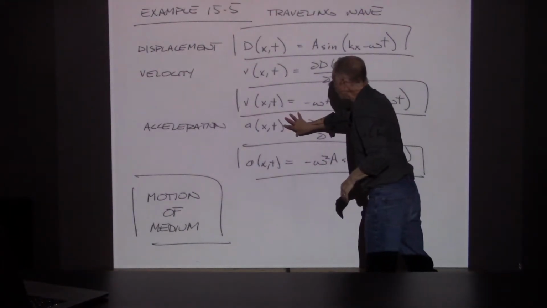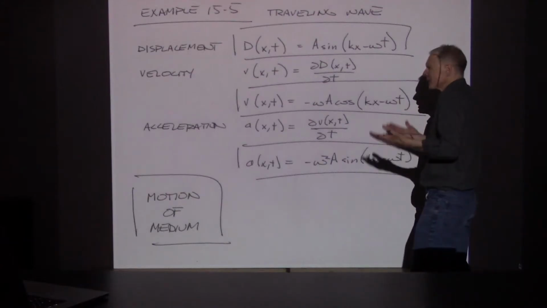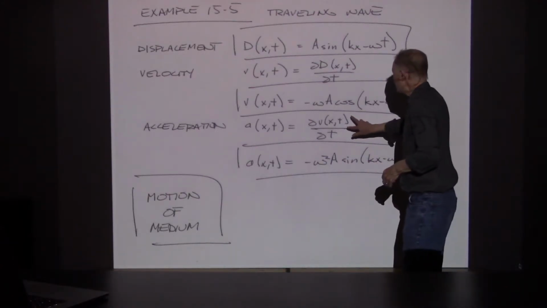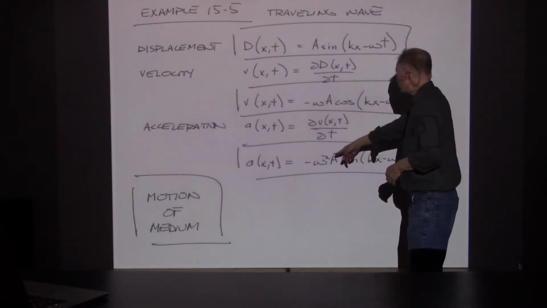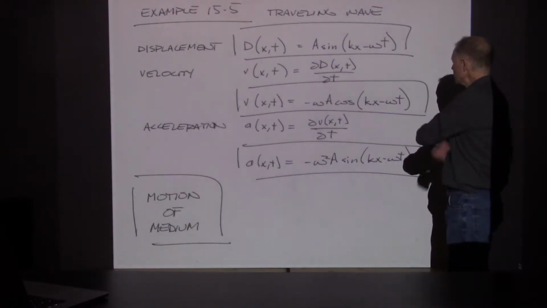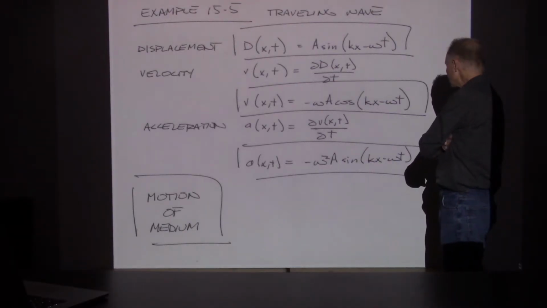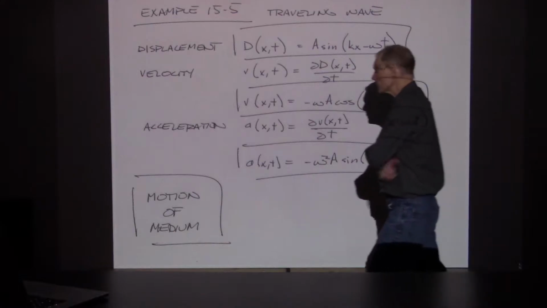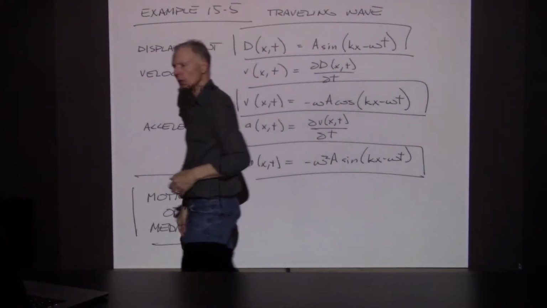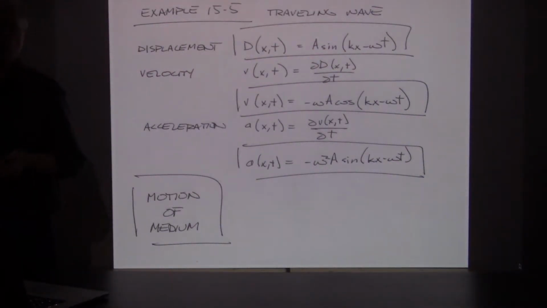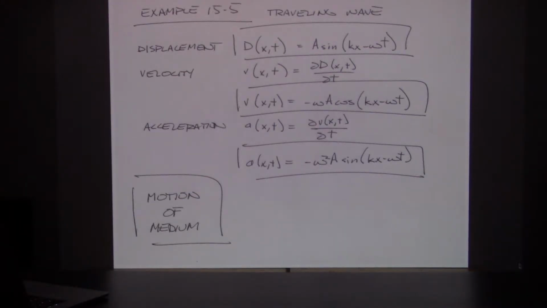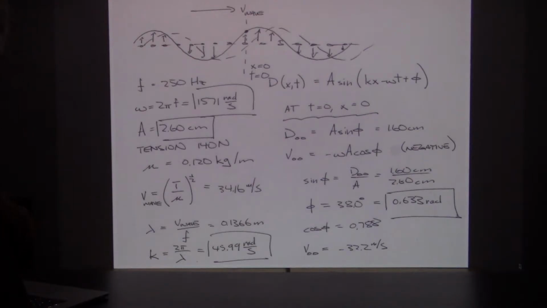If we do one more derivative, I always feel like we got to do at least accelerations, right? Then we take another time derivative. That gives us minus omega squared A sine of kx minus omega t. This all has to do with the motion of the medium. This is what an individual part of the medium is doing. And well, let's see what we've got in this question then.